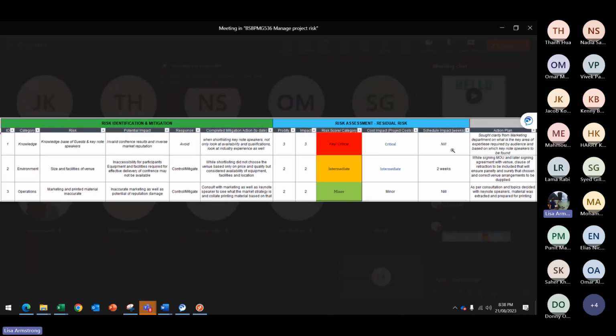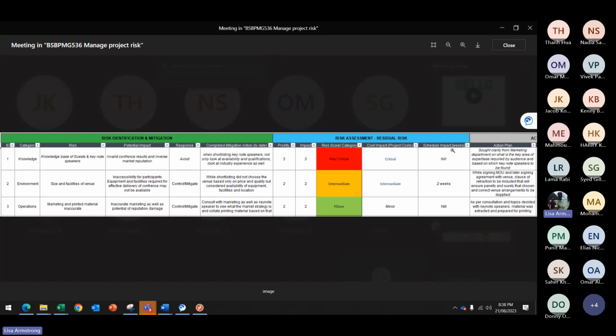Got clarity for, yeah, that's good. Yes, I like that. Engaging with the marketing team. That's a good one. While signing the MOU and later signing the agreement clause. Yeah, I think so. I agree. I think there's a need for an additional clause.